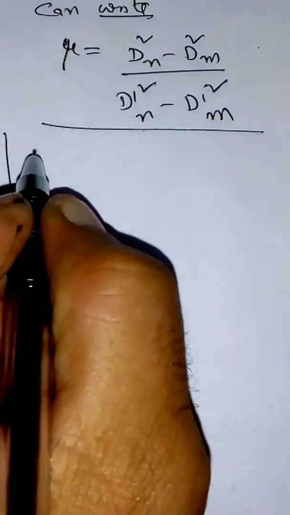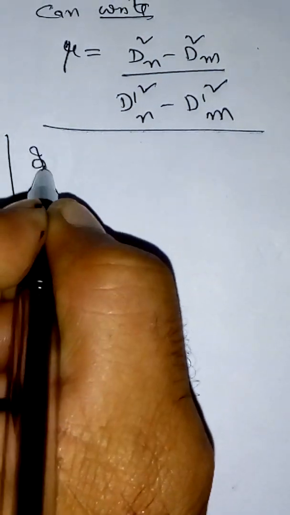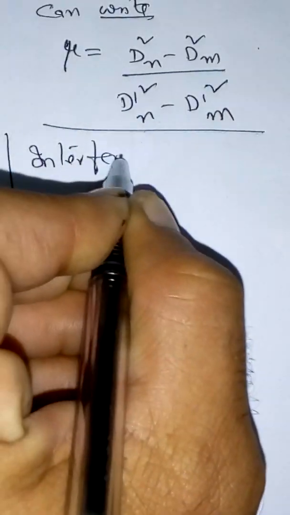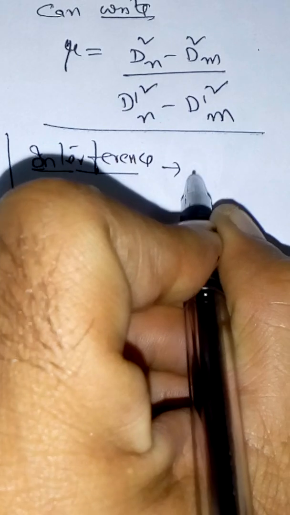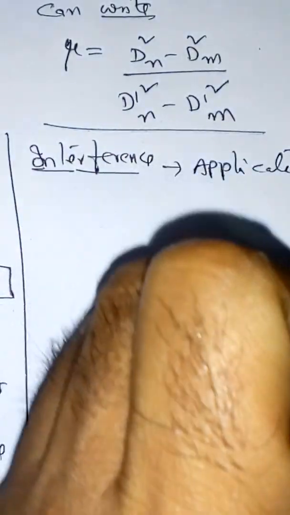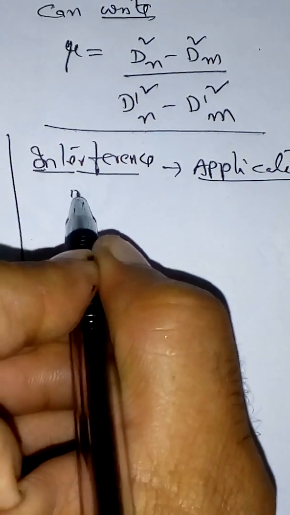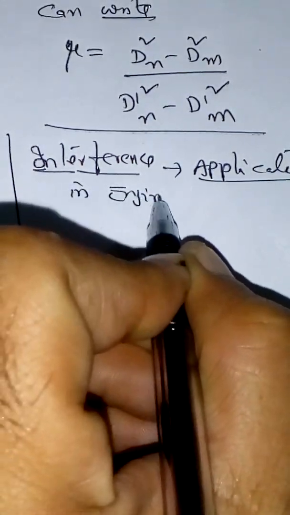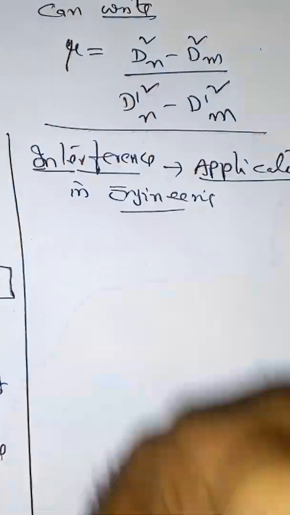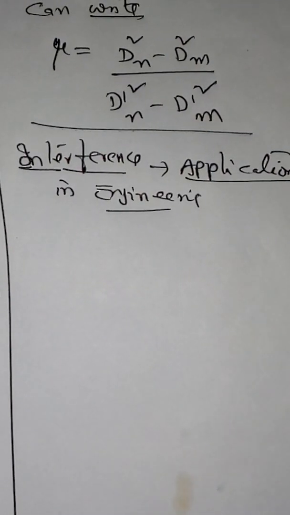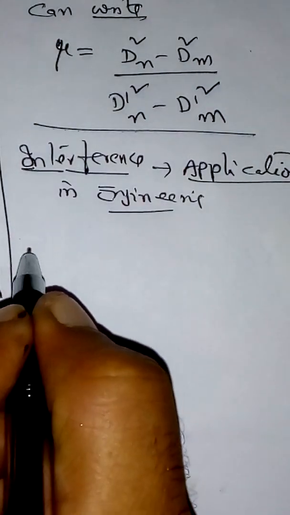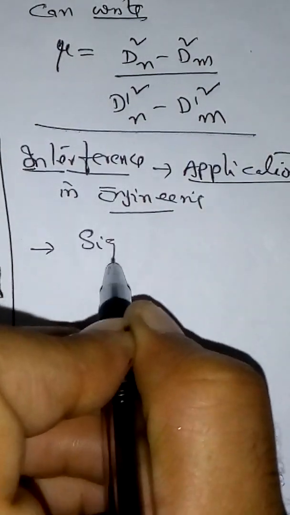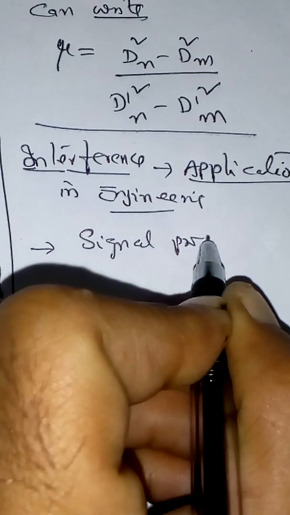Next thing we are trying to understand is, when we talk about the interference process, we have to understand its usage or applications, the engineering applications. Where do we use this particular concept of interference? First, it is used in signal processing.